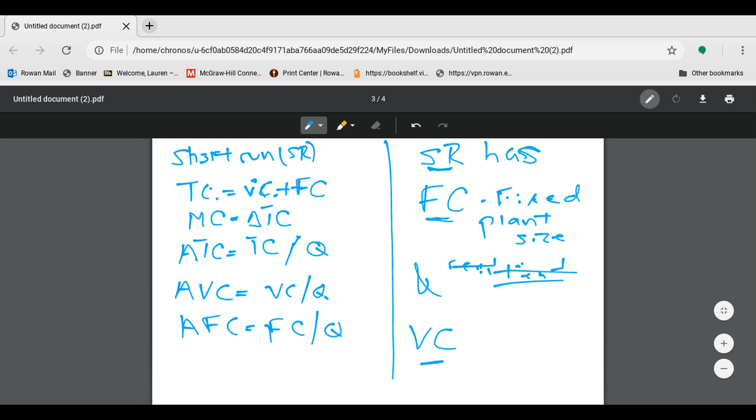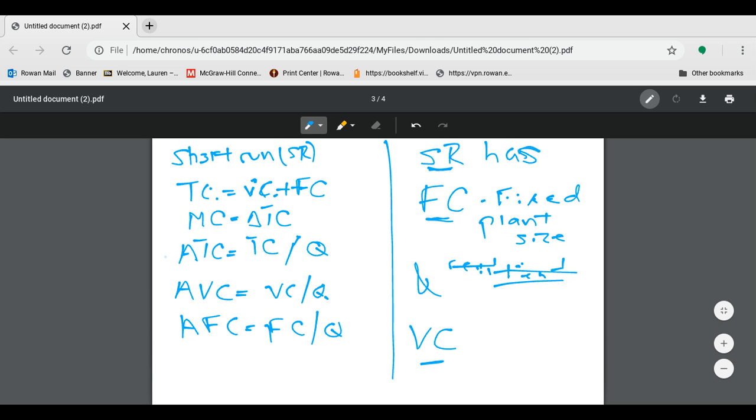The marginal cost is the change in total cost. Like we did with marginal product of labor in the other video, this is the same idea. We're thinking about how total cost changes when maybe we're selling an extra unit of ice cream, an extra sundae.